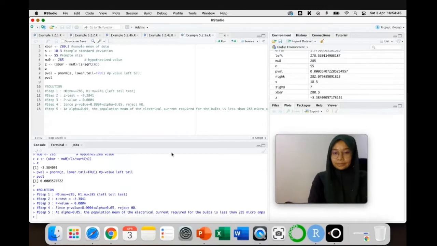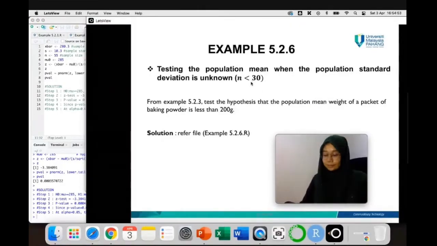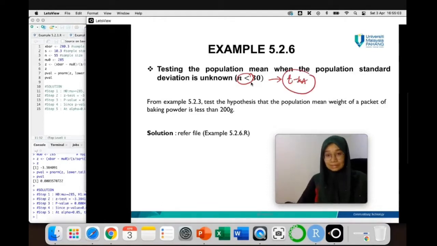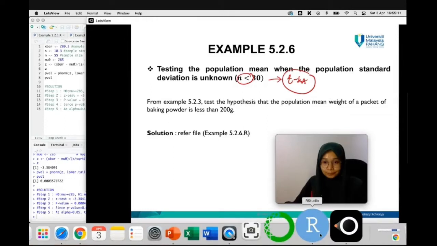Okay, right. Next example, when the sigma is not given but n less than 30. Okay, ingat tak kita akan guna apa? Masih lagi Z ke? Tak. Bila n less than 30, kita akan guna t-test. So, bila t-test ni, dia masih lagi guna command yang sama tadi. Coding yang sama untuk confidence interval. Sebab dia dah ada bagi siap-siap dah p-value.